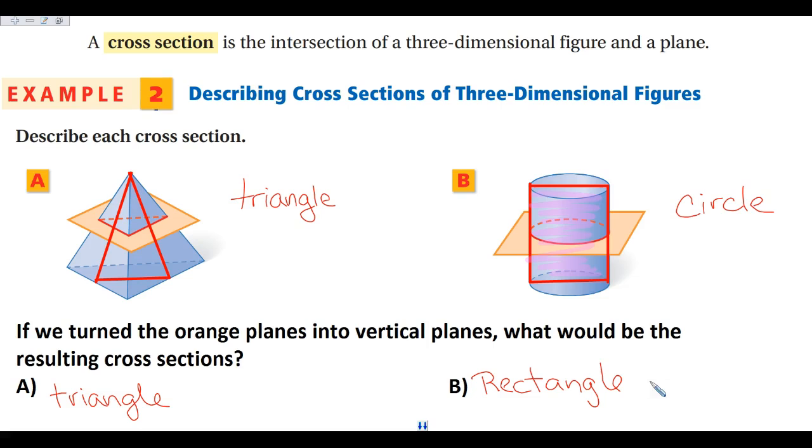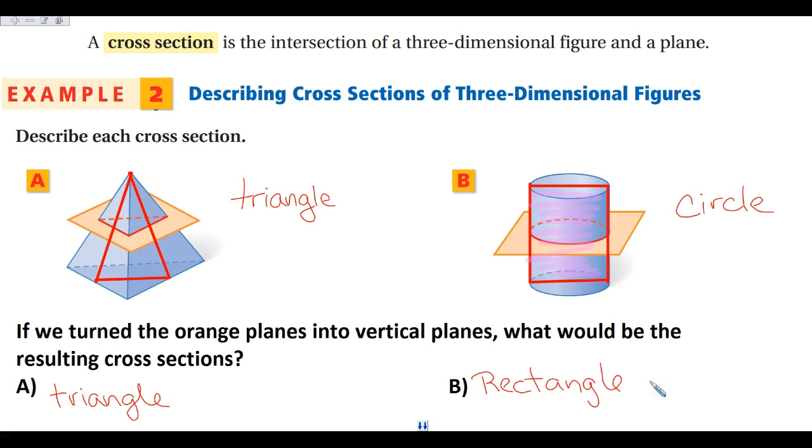So your cross sections can change depending on which way you're slicing your figure. For example, think of a block of cheese. If you cut it parallel to the base, you get rectangles. If you cut off a corner diagonally, you'd be looking at a triangle. There are all kinds of different shapes you can get out of a cube: trapezoids, parallelograms, rectangles, squares. There's a lot of different cross sections.